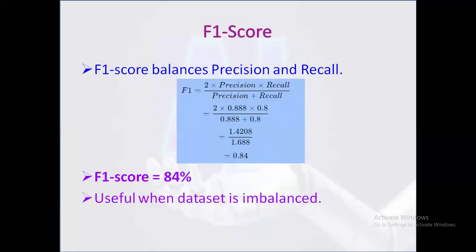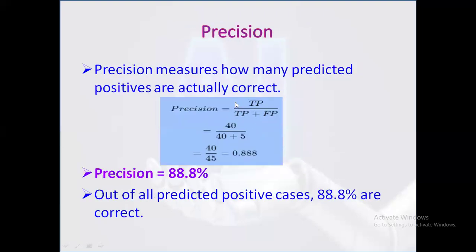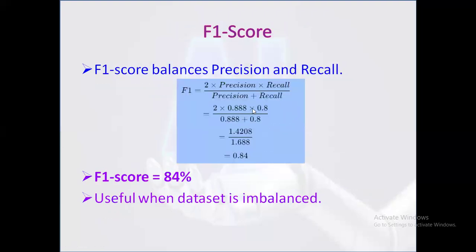Next, F1 score. It is given by the formula 2 into precision into recall divided by precision plus recall. We already found the precision value is 0.88 and the recall value is 0.8. If we substitute, we are getting 0.84.